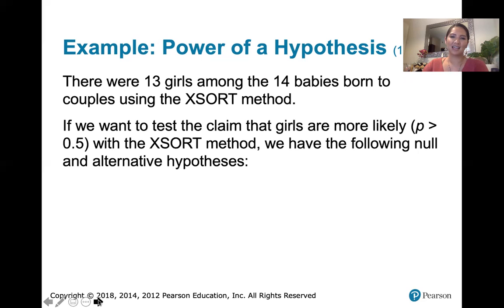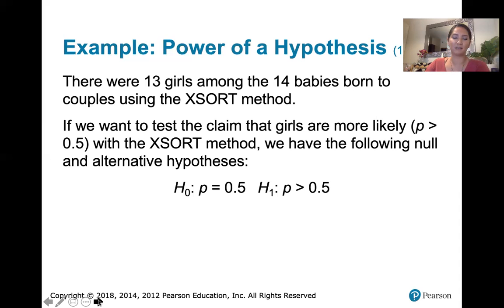If we want to test the claim that girls are more likely, so that the probability is greater than 0.5 using this method, we'll have the following null and alternative hypotheses. So the alternative would be that p is greater than 0.5, and the null would be that p is equal to 0.5, or the probability of having a girl using this method is exactly 50%, 50-50, just like you would typically expect. Somebody's having a child, you expect a 50% chance of getting a boy and a 50% chance of getting a girl approximately.